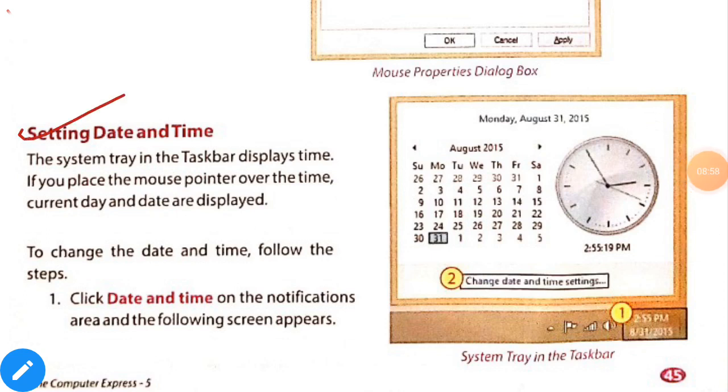Setting date and time. The system tray in the taskbar displays the time. If you place the mouse pointer over the time, the current day and date are displayed. Okay, to change the date and time, follow the steps. First step is click the date and time. Here, first of all you will click here. Then the second option is Change date and time settings.